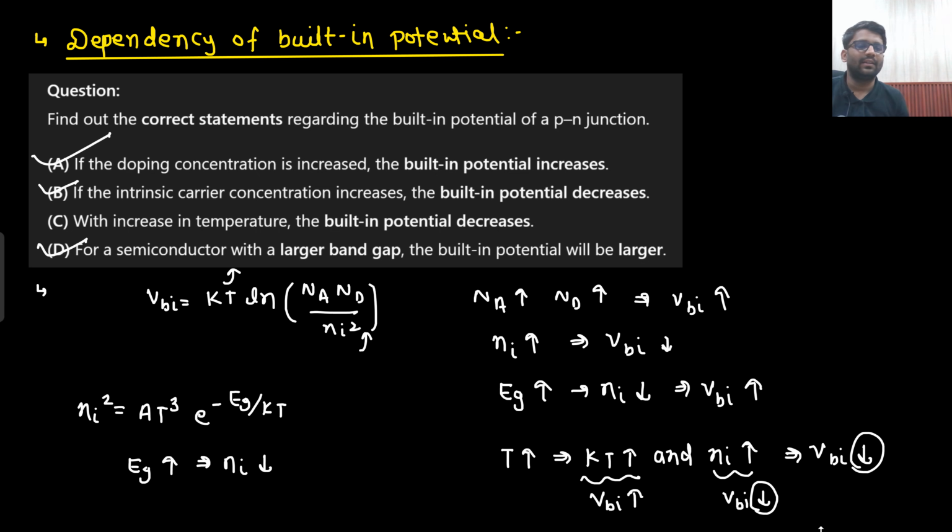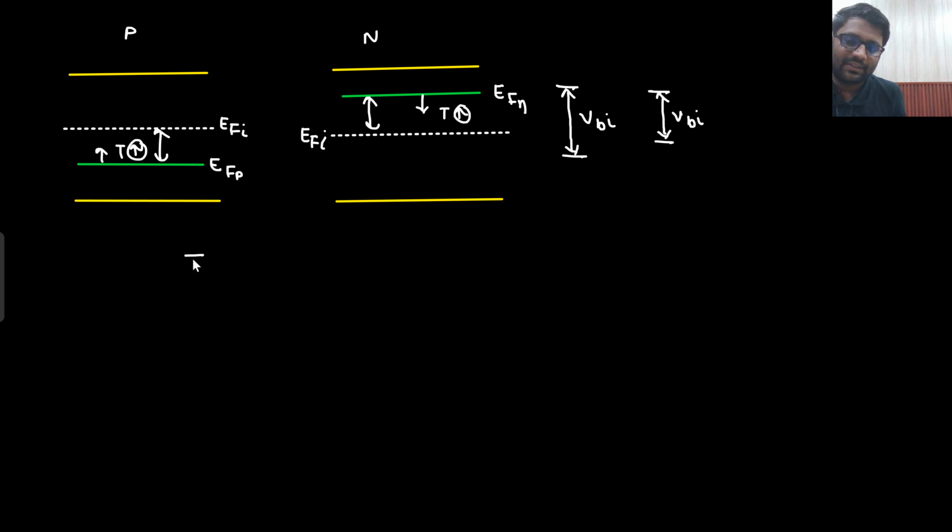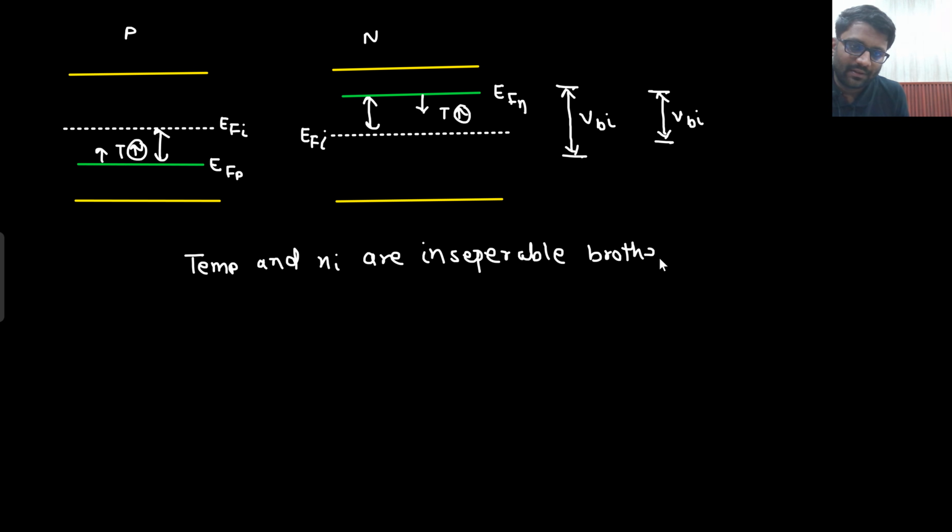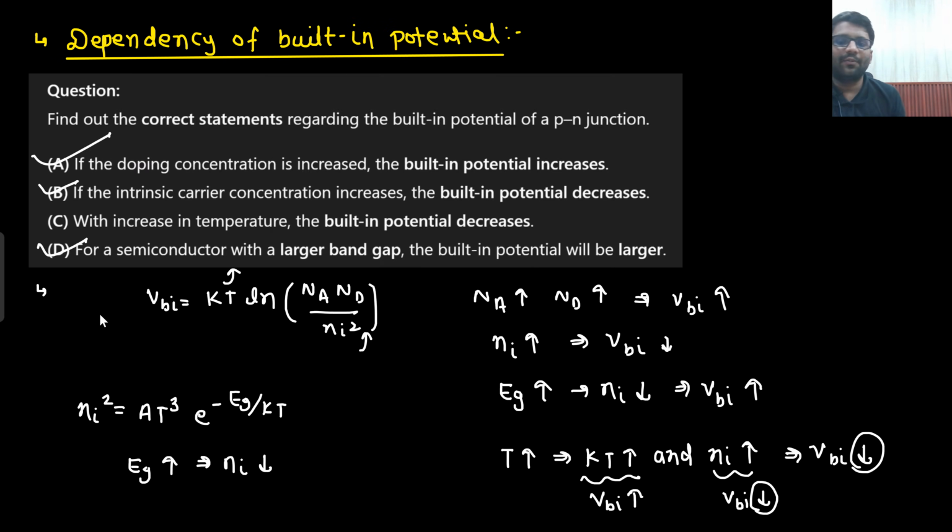And one more thing from now onwards you will remember that temperature and Ni are inseparable brothers. What does that mean? That means temperature would always listen to Ni. No matter whatever the kind of expression you are having, temperature would always listen to Ni. So if someone is saying temperature increases, then what you would know? If temperature increases, that means surely my Ni is increasing.